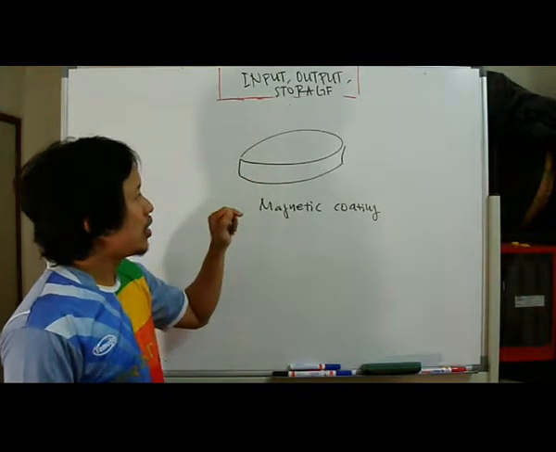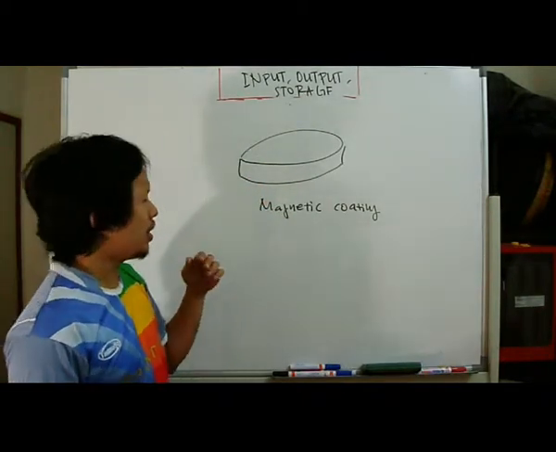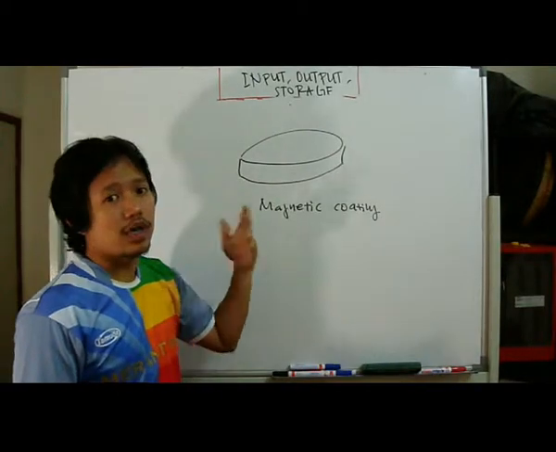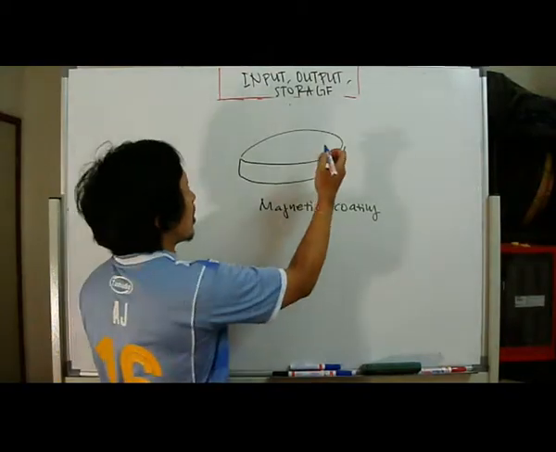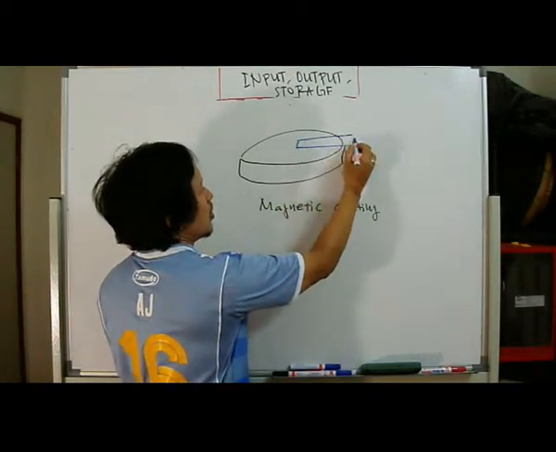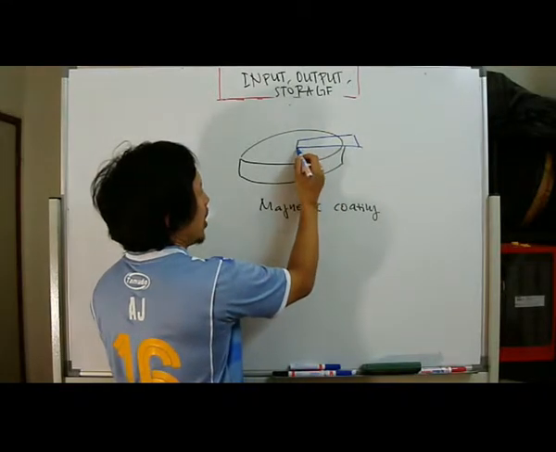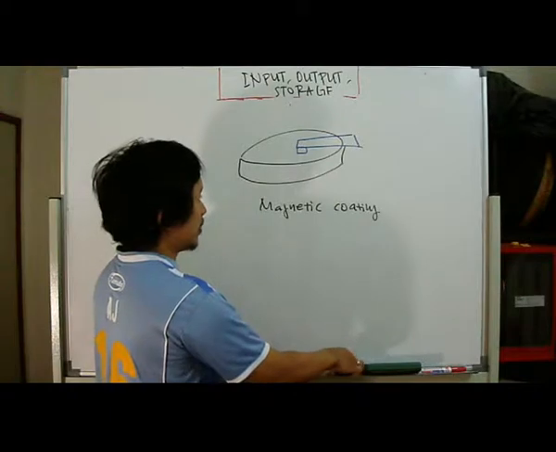We also need some kind of recording mechanism or recording device, and we call this the read-write head. So you just imagine it as being on top of this. We have the head somewhere here, and it's called the read-write head.